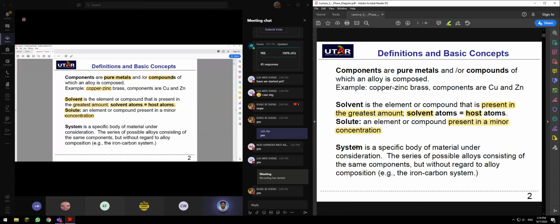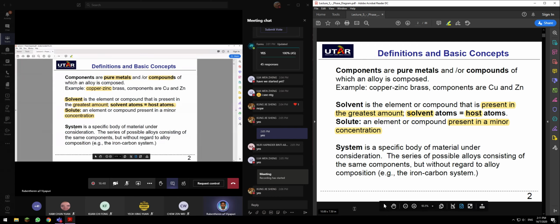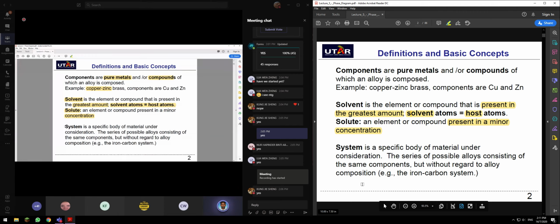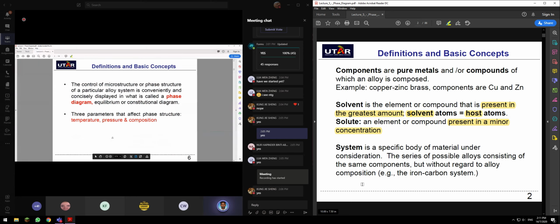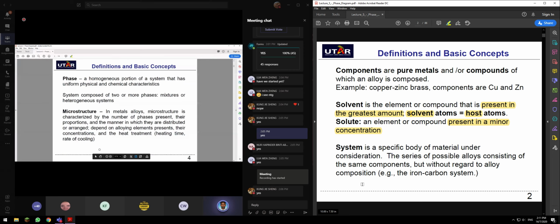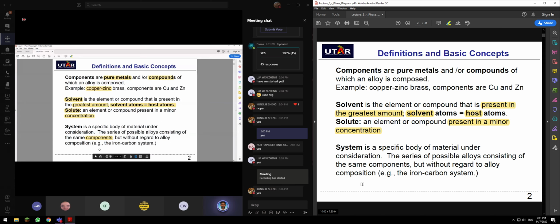Now, system. System is a specific body of material under consideration. For this topic, we look into examples. It is the series of possible alloys consisting of the same components but without regard to alloy composition. We are looking into components, but without regard to alloy composition, for example, iron-carbon systems, copper-zinc systems, and so on.